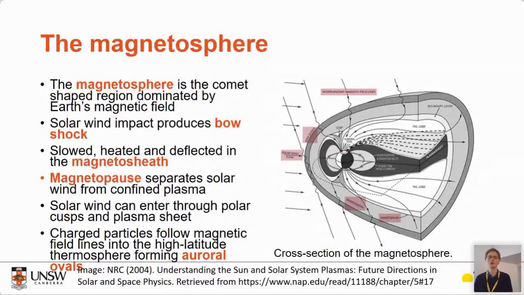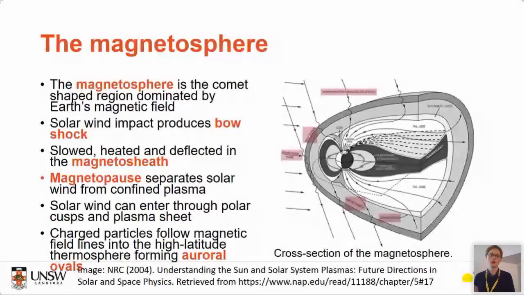Moving out from the ionosphere, we have the magnetosphere, which is a comet-shaped region dominated by the Earth's magnetic field. So its boundary is that between the solar wind and the region dominated by the Sun's magnetic field and that dominated by the Earth's magnetic field. Solar wind impinging upon this region produces a bow shock. Solar wind is heated and deflected in the magnetosheath, and the magnetopause, the inner boundary of that magnetosheath, separates the solar wind from plasma confined in the magnetosphere.